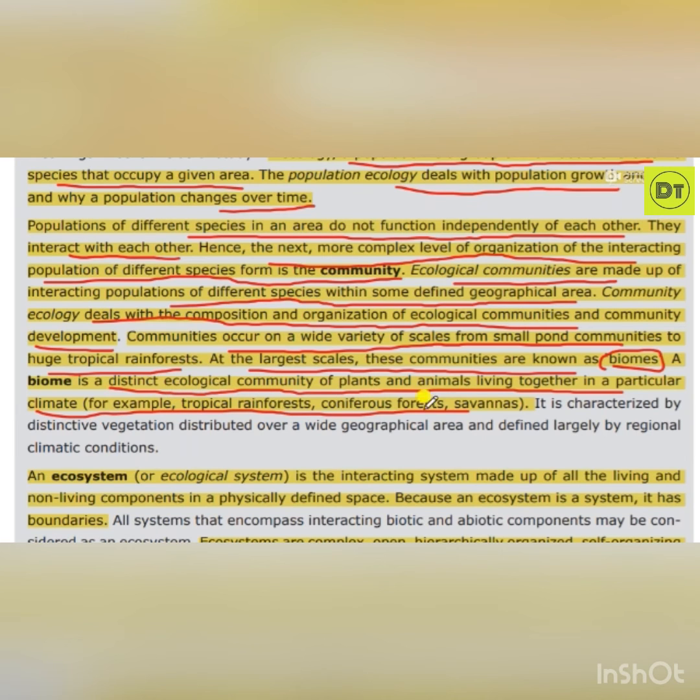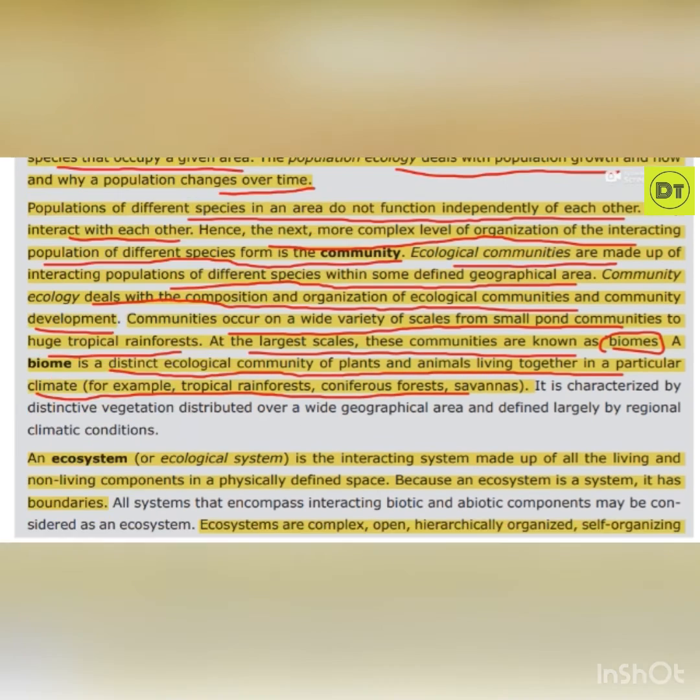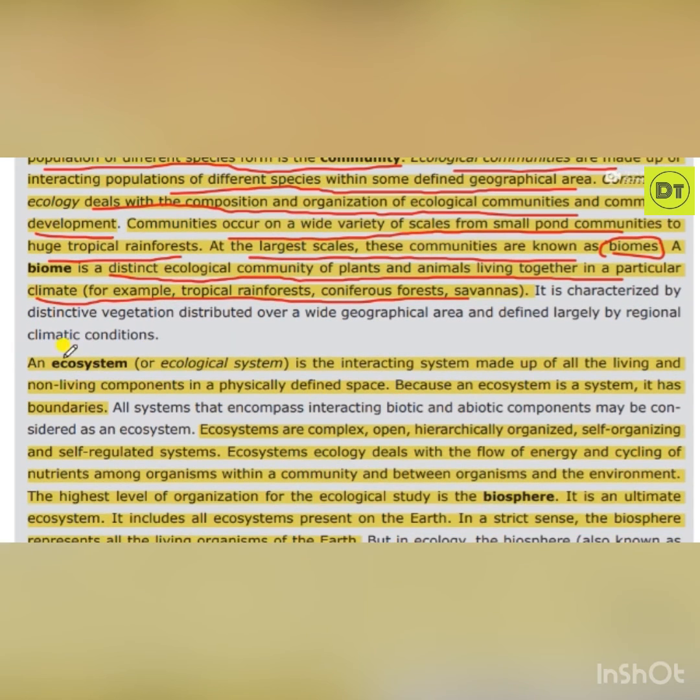Okay, for example, this. Now let's see about the last organization, that is the ecosystem. An ecosystem is the interacting system made up of all the living and non-living components in a physically defined space. Now when we consider a particular area, a particular physically defined space, whatever living and non-living components are present in that space, they together interact with each other and they comprise a system known as ecosystem. Because an ecosystem is a system, it has boundaries. Now we know that systems have boundaries, therefore ecosystem will also have boundaries.